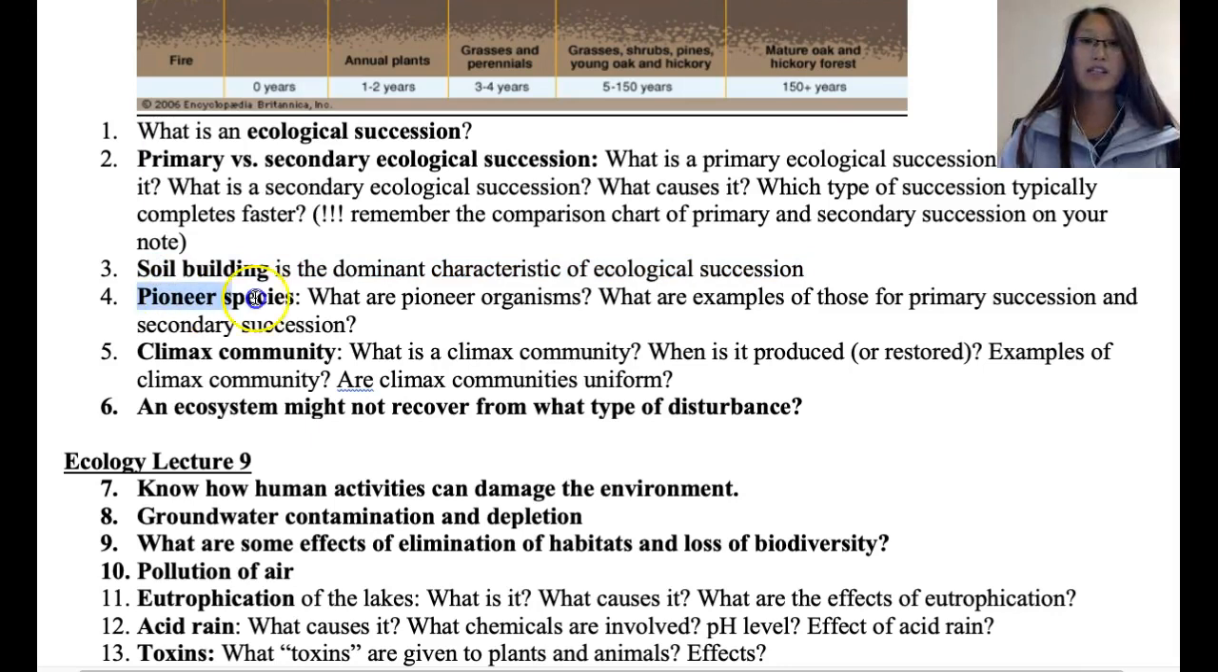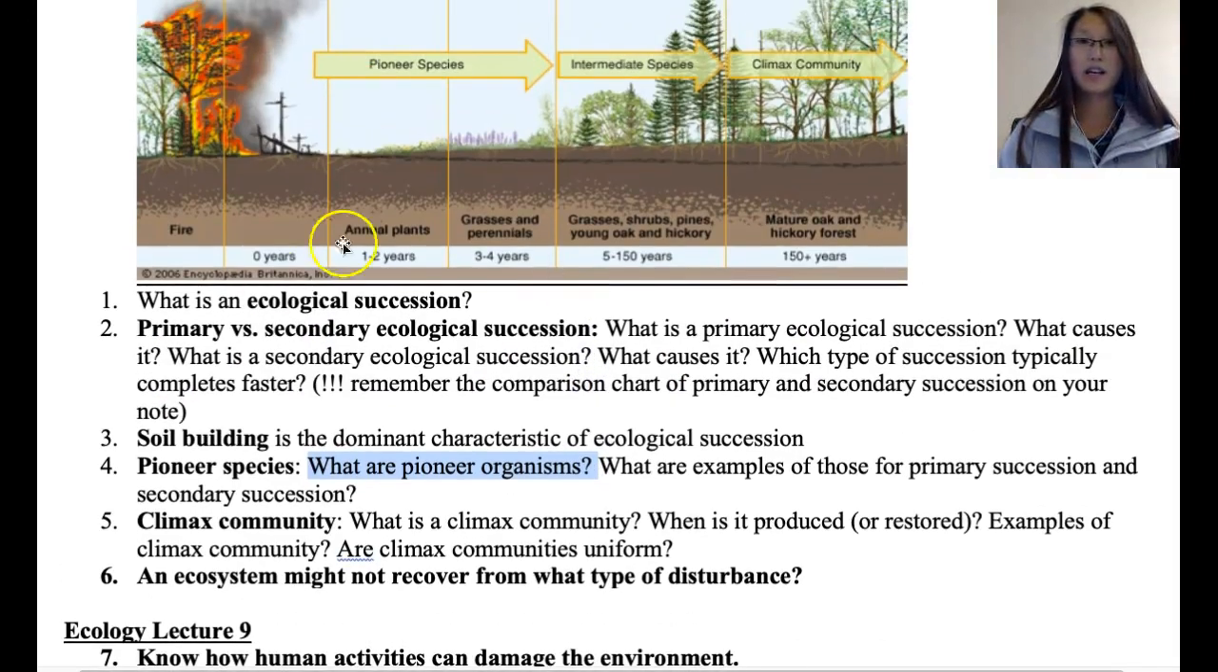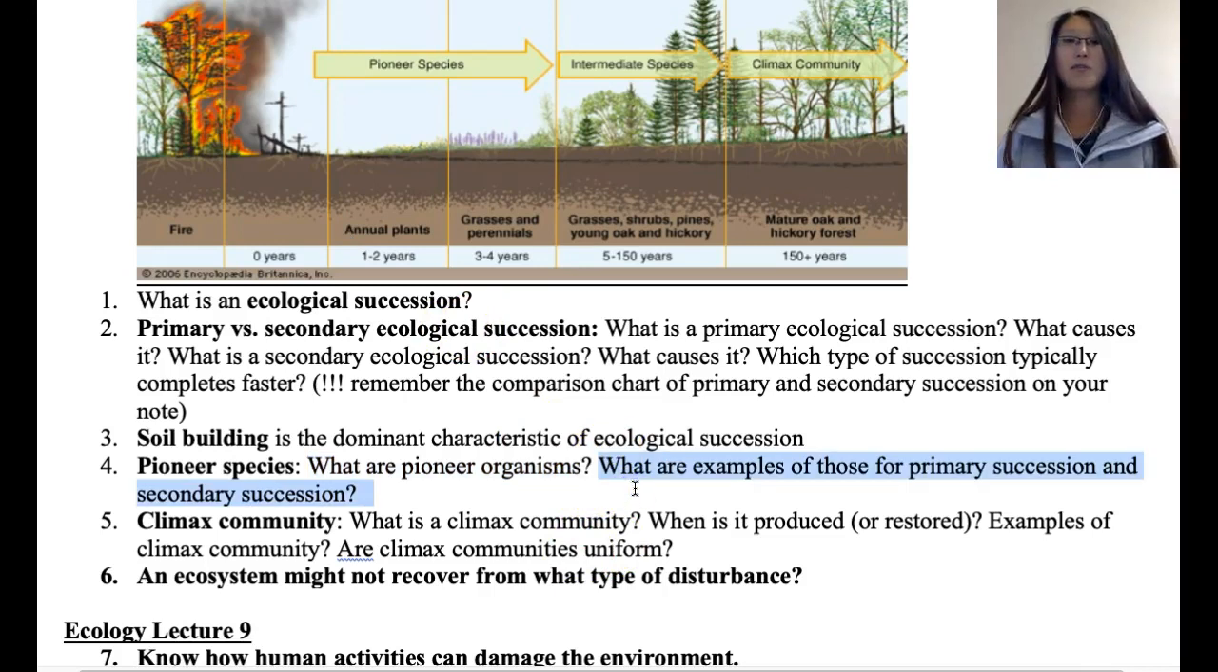The next one is pioneer species. What are they? They're the first organisms that come into an area or live in an area after an ecological succession. Examples. For primary succession, the pioneer species are the mosses and lichens. And then for secondary succession, we have roots and seeds that are already in the soil, or some small grasses.